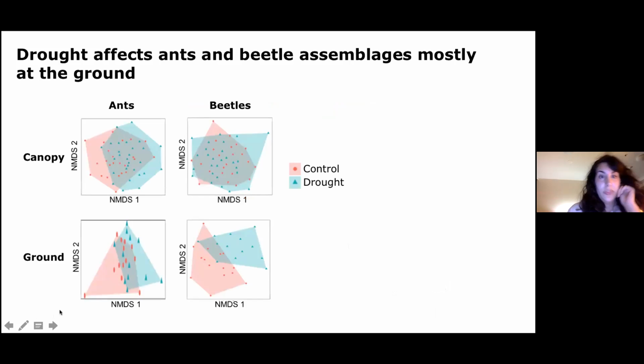Another thing I looked at was the community composition, and I did that for ants and beetles. Again, at the canopy, there was not that much difference between the control plot and the drought plot, but there was a bit more difference in the community at the ground, both for ants and beetles.